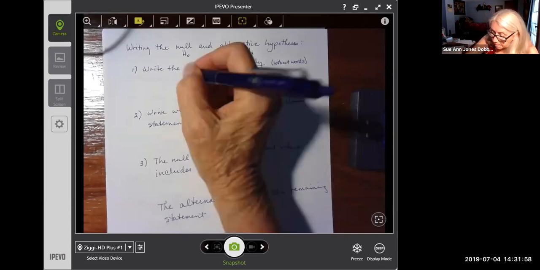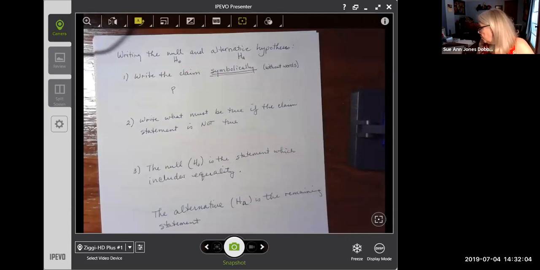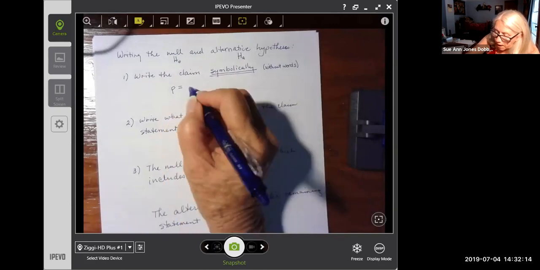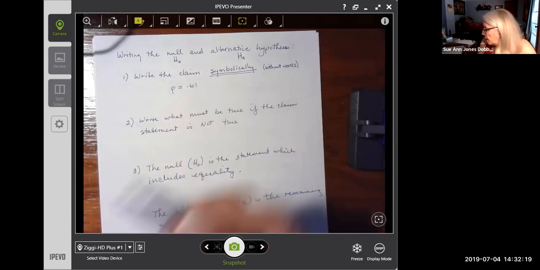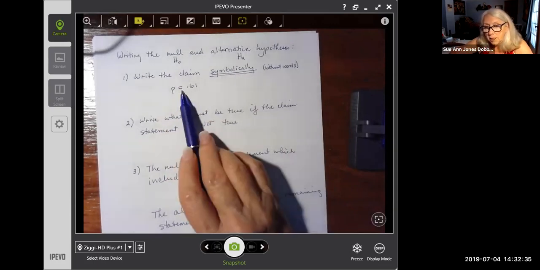So my symbol is going to be lowercase p, and the claim is that the percentage or proportion is 61%. The word is indicates an equal sign, and 61%, typically we wouldn't write it with the percent sign, we'd change it into a decimal number. So it'd be something like that. Notice it doesn't get the complete context of the claim, but symbolically it captures what the claim actually was, that some percentage or proportion was equal to 61%.